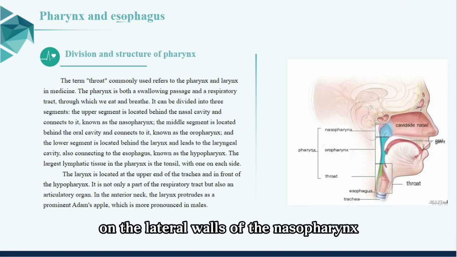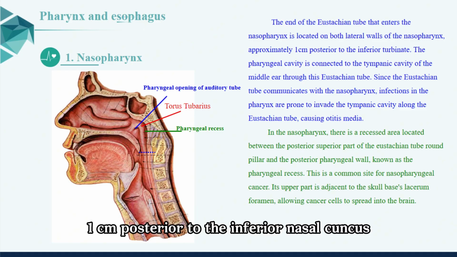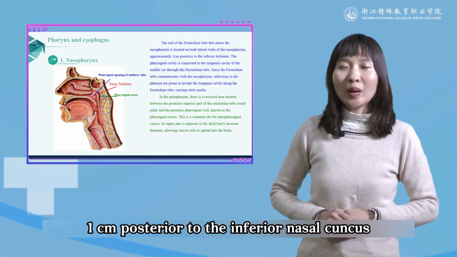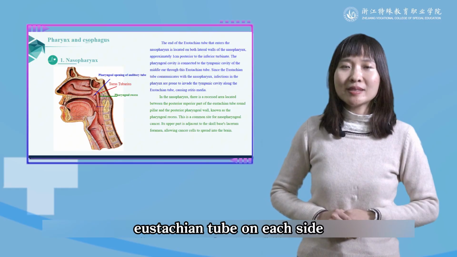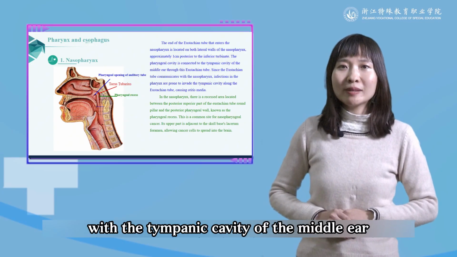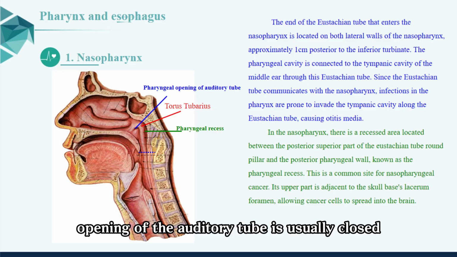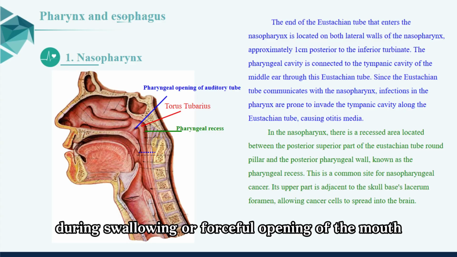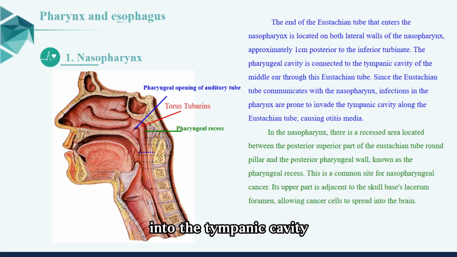On the lateral walls of the nasopharynx, approximately 1 centimeter posterior to the inferior nasal concha, there is a pharyngeal opening of the auditory tube, eustachian tube, on each side. The pharyngeal cavity communicates through this opening via the auditory tube with the tympanic cavity of the middle ear. The pharyngeal opening of the auditory tube is usually closed. During swallowing or forceful opening of the mouth, air passes through the auditory tube into the tympanic cavity.